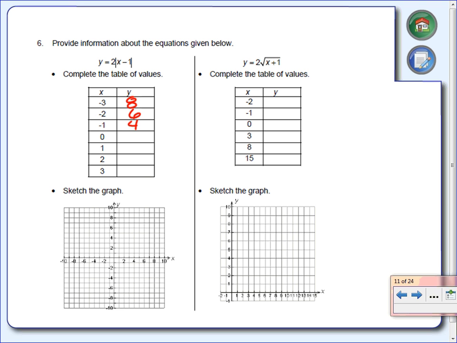I'm going to do one more here, and then I'm going to let you see if you can do the other 3. 0. 0 minus 1 is a -1. The absolute value of a -1 is 1. And 2 times 1 is 2. So see if you can finish up those last 3 points. Fill out the table.